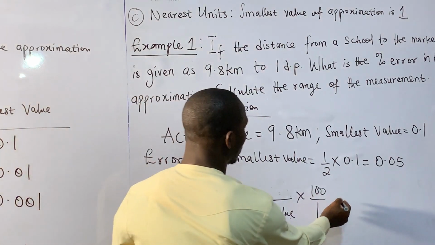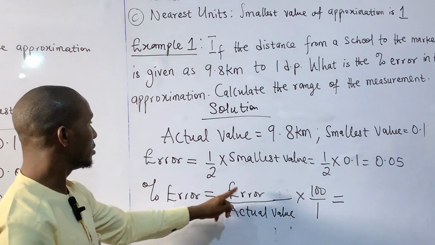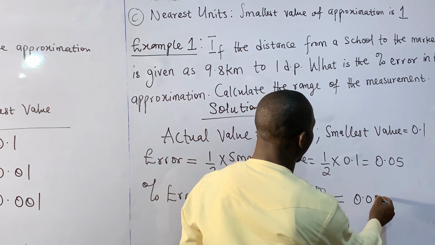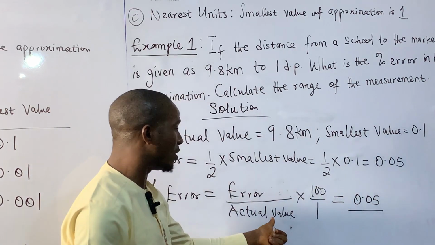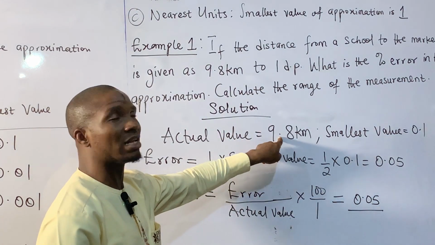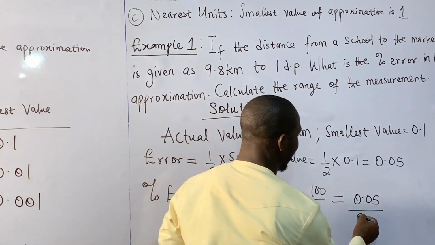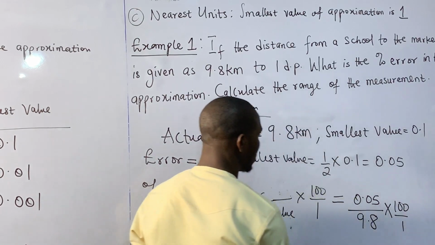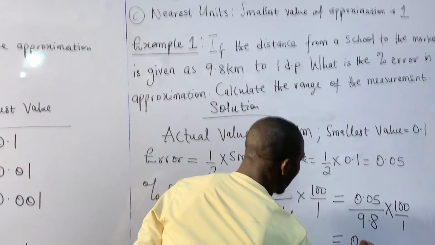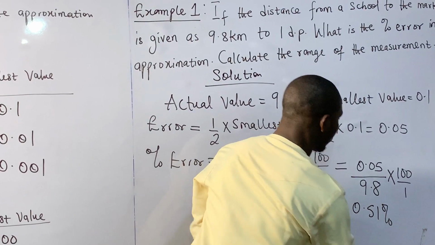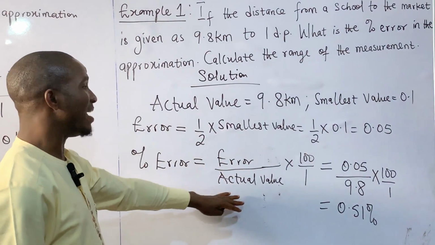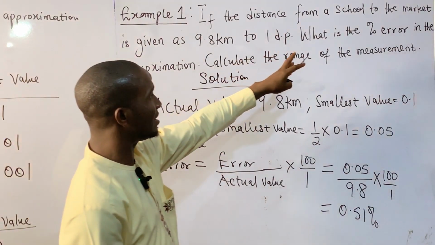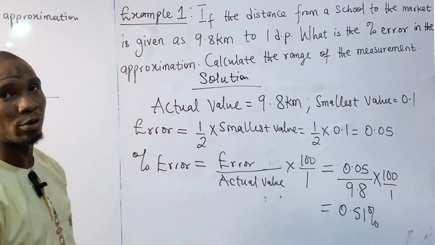In this question now, we know the error is 0.05. So 0.05 is the error divided by the actual value. The actual value is the value given in the question, 9.8, then times 100 over 1. When you calculate this, you should get 0.51%. This is the percentage error. That is the first question, which is to calculate the percentage error in the approximation.